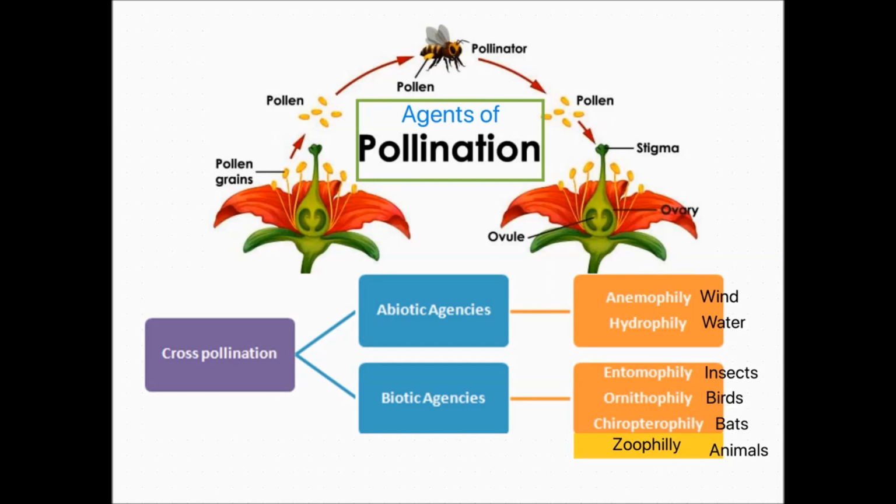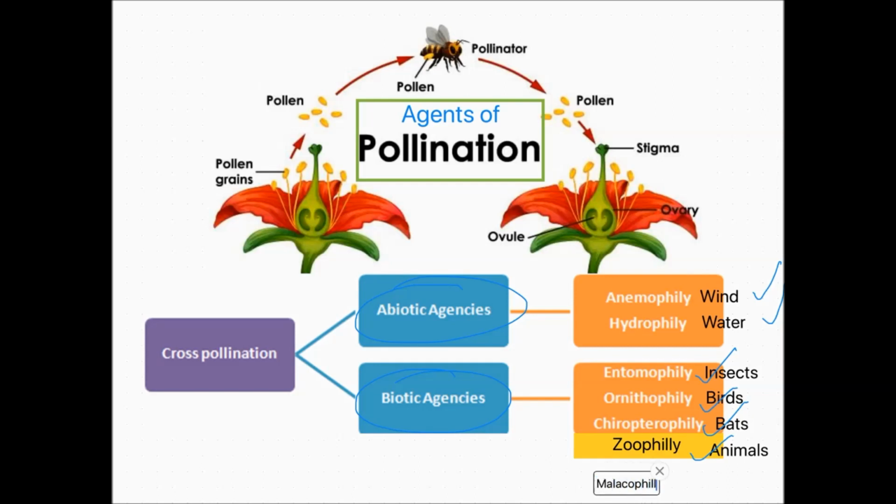We have discussed this in earlier classes also. There will be two agents, abiotic agents and biotic agents. Abiotic agents may be wind and water, anemophily and hydrophily. Biotic agency like insects, entomophily, birds, ornithophily, bats, chiropterophily. If an animal is the pollinator, then it is called zoophily, and one more is there, malacophily.